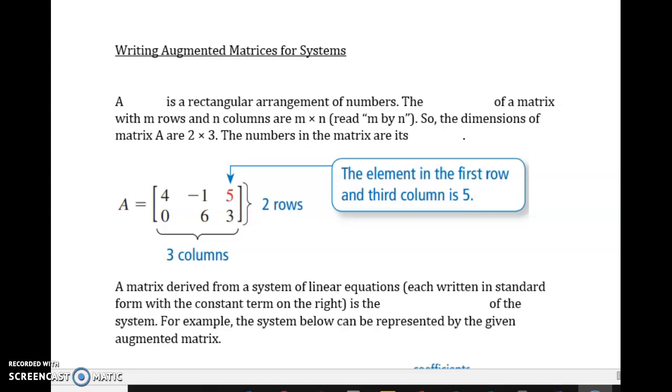Okay, so this is just some of the key vocabulary that goes with this lesson. A matrix is just a rectangular arrangement of numbers. As I fill in the words here, I want you to write those down because this is going to be some of your points for your class kick assignment. The first one is a matrix is a rectangular arrangement of numbers. The dimensions of a matrix with m rows and n columns are read as m by n. So here we go. Put the word dimensions there.